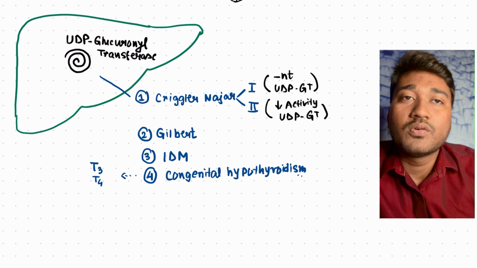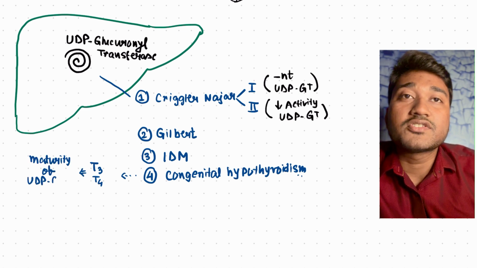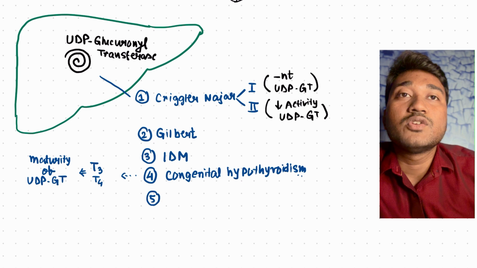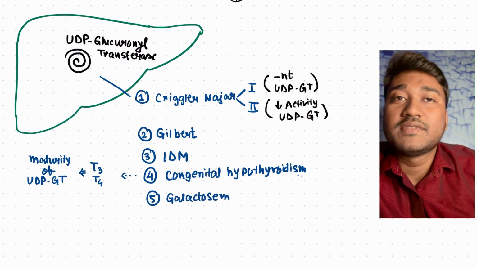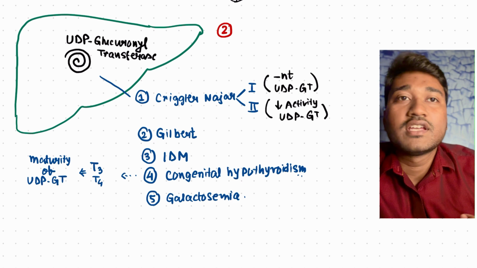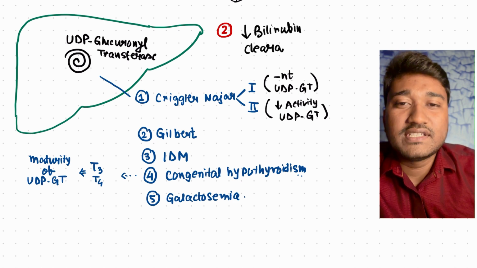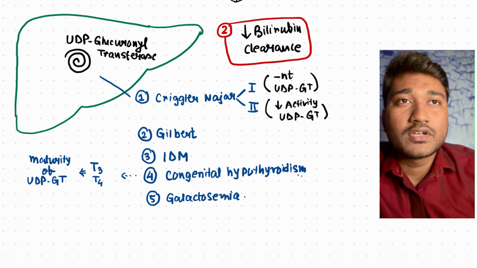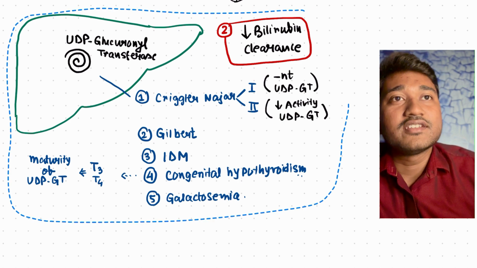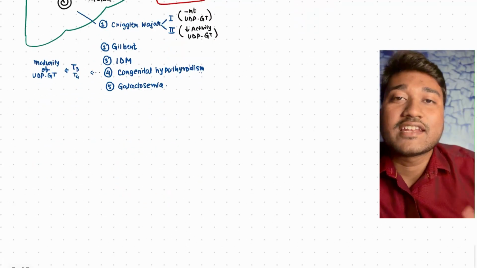So remember, we have thyroid hormones T3 and T4, and these are responsible for the proper maturity of this UDP glucuronyl transferase. If T3 and T4 are absent, automatically it is reduced. And also in galactosemia we actually have cholestasis. So on one hand we have increased bilirubin production, and on the other hand we have reduced bilirubin clearance.